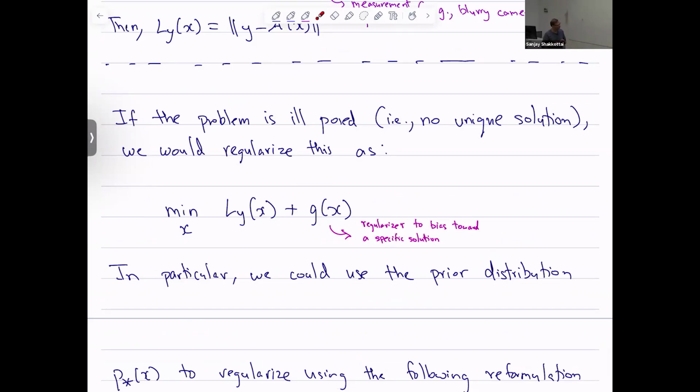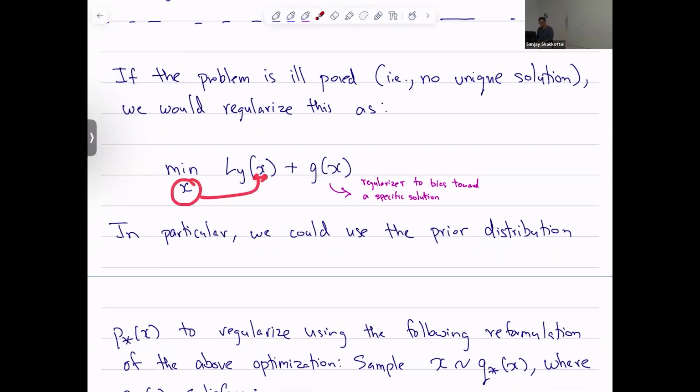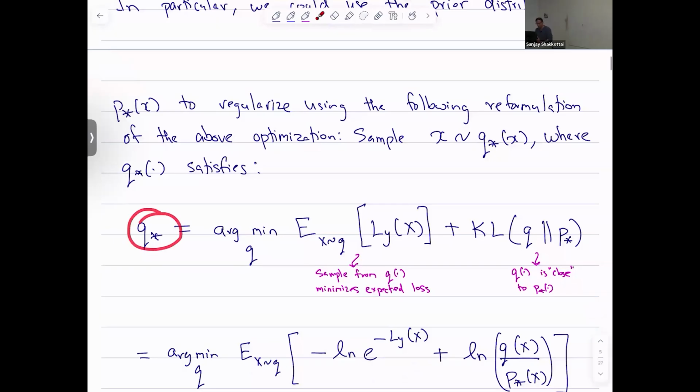Plot star, then you're just saying minimize the expectation of that under samples from Q. But the space here is different. Do you see? This is an optimization over an X space. Yeah. This is an optimization over a measure space. So that's what I'm saying. So these are not the same problems.